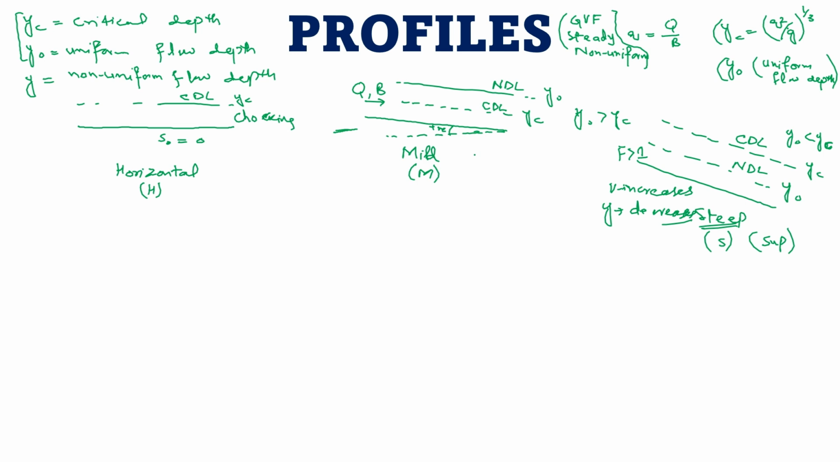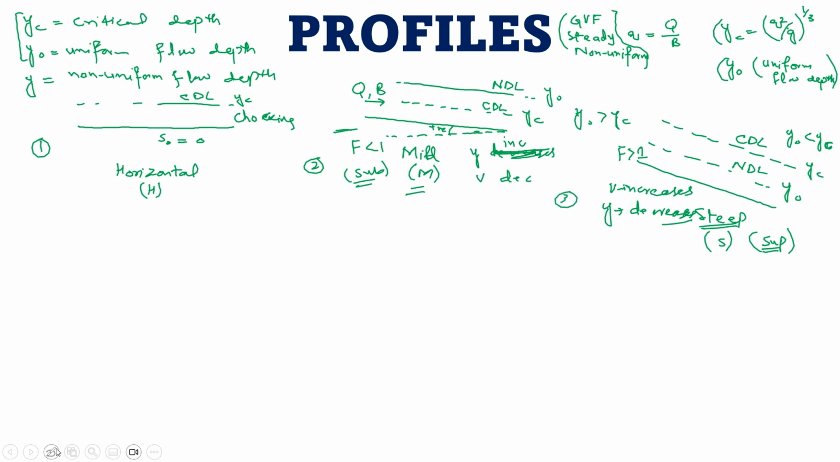And for mild slope, as y naught is greater than yc, y increases and v decreases. So the Froude number will be less than 1 and flow will be subcritical. It means that a channel with a mild slope will have a subcritical flow with normal uniform flow depth greater than critical depth, and in case of steep slope there will be a supercritical flow with critical depth more than the uniform flow depth. This is the first case, this is second, and this is third case.